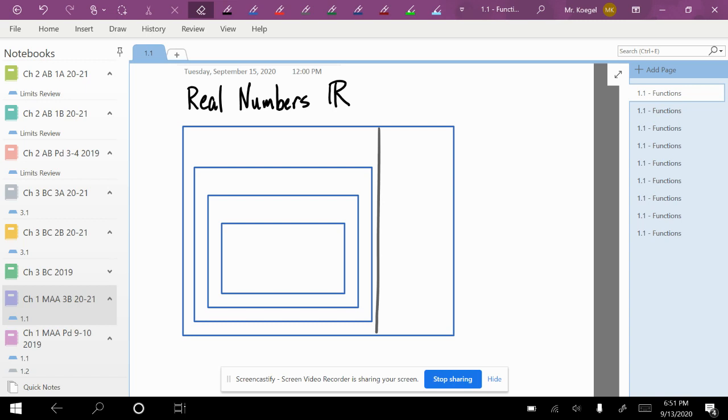We're here to talk about the real number system today. We'll talk about the imaginary numbers at a later date. We're going to explore some subsets of the real number system.